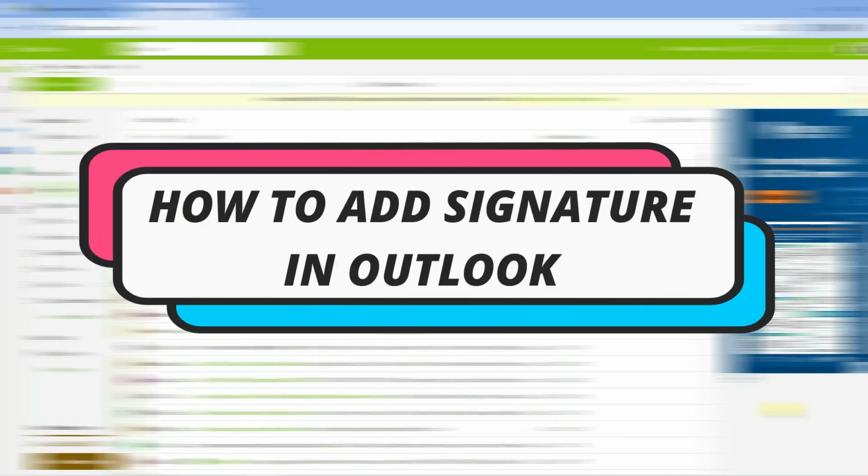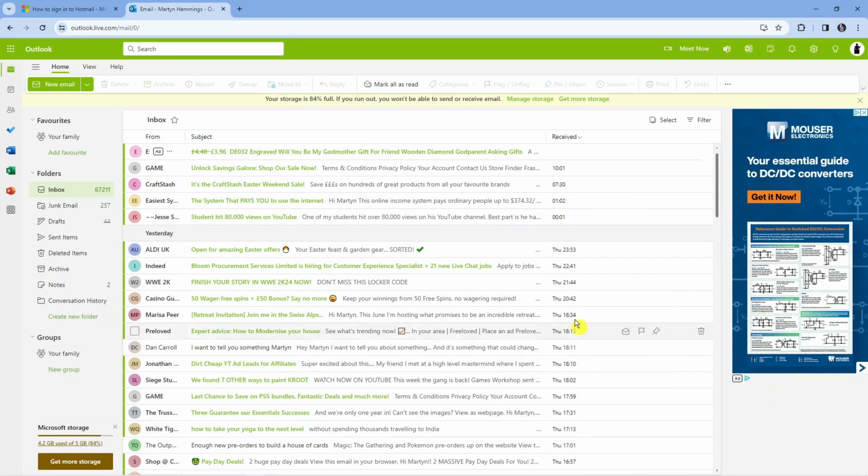In this video, I will show you how to add a signature in Outlook. So let's jump straight into it. So here we are, as you can see, on outlook.com, currently in my email.